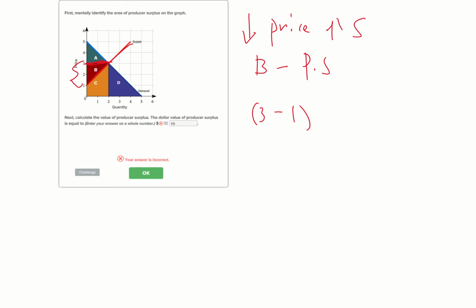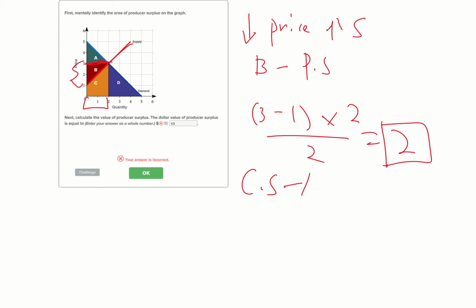So right here, that's your vertical difference from 3 to 1 times your horizontal difference from 0 to 2. So that's a 2 divided by 2. So that will be 2 over here times 2 divided by 2. So the answer should be 2. That's our producer surplus. Now, if it's asking for the consumer surplus, then that will be the area A. That's your consumer surplus. So to find the area for triangle again, so that will be from 5 to 3, and then times the horizontal difference again from 0 to 2, right? So times 2 divided by 2, then we have another 2 again.